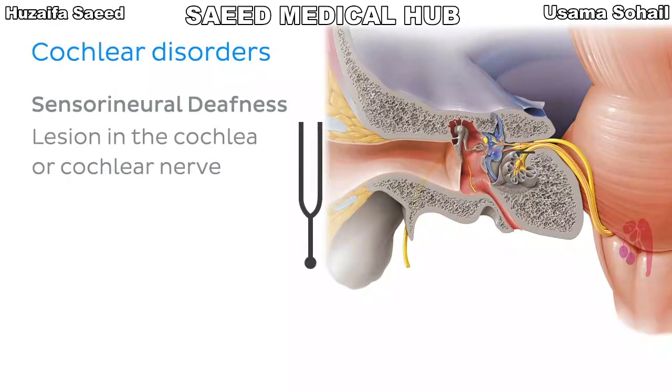So should you place a tuning fork on the forehead of a person with normal hearing, they will hear a similar sound in both ears, while a person with sensory neural deafness will not hear any sound in their affected ear. And a person with conductive deafness will hear a high volume in their affected ear.